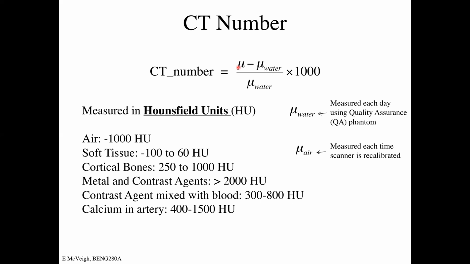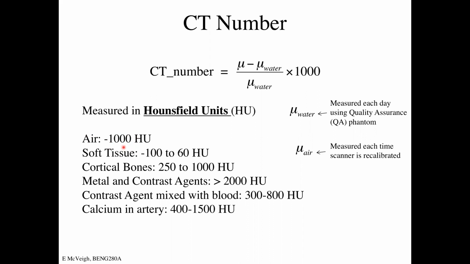So air is essentially no attenuation. Water is the attenuation of water. And we'll use those two values to scale all the rest of our values. And these are called Hounsfield units after Godfrey Hounsfield. Air is set by definition to -1,000. So when I measure my value on my scanner and I put nothing in the scanner, I just image air, I set that to -1,000. That's done every day at least on a scanner.